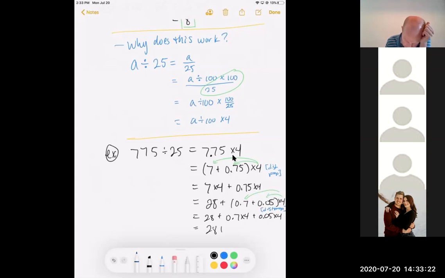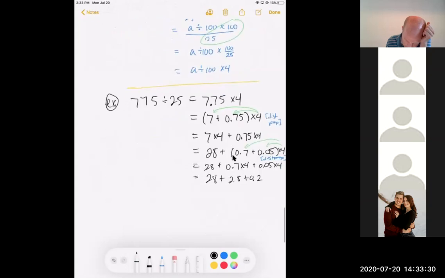That's 28 plus 2.8 plus 0.2, which is equal to 28 plus 3, using the associative property, so 31.